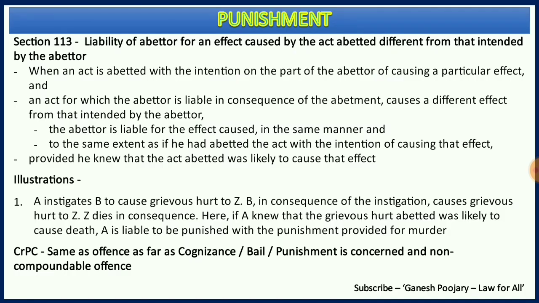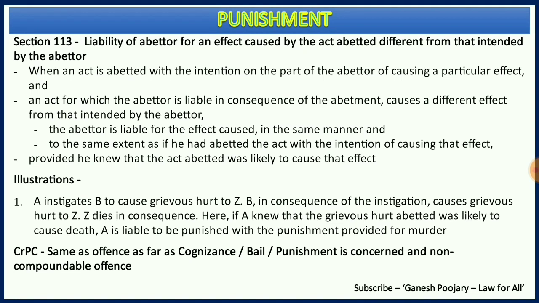Section 113 is very easy as well as very interesting. It discusses about liability of abettor for an effect caused by the act abetted different from that intended by the abettor. Now, while abetting, the abettor has certain intention. Now, he is abetting and the person who got abetted, who is going to commence that offense, while he is commencing that offense, as a consequence of that particular act, the act causes a certain different effect. In this case, whether the abettor is liable or not, that is what exactly discussed under section 113.